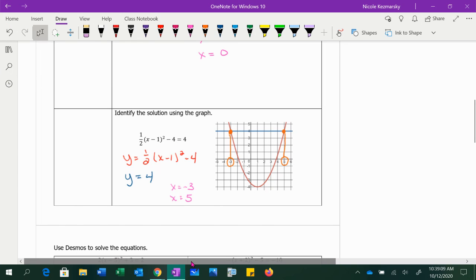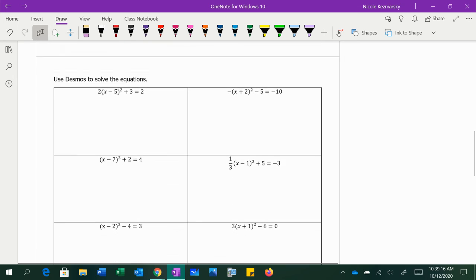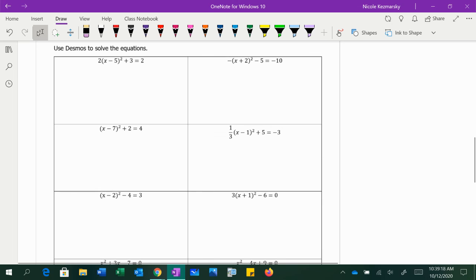What we're going to do in class for the remainder of these is divide these last examples up. But if you're doing this on your own, go ahead and give it a shot and then check this OneNote sheet for the answers.